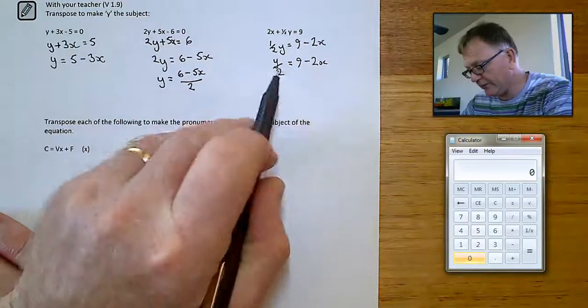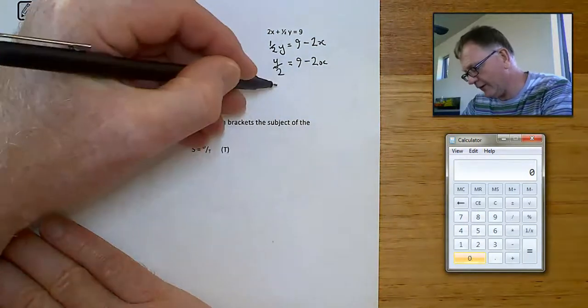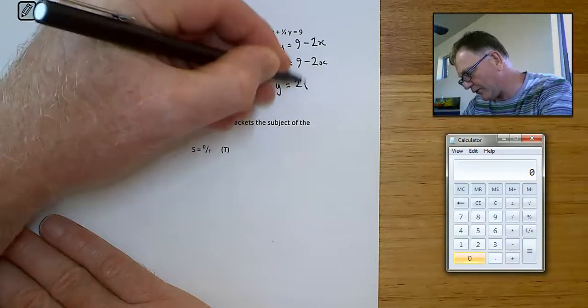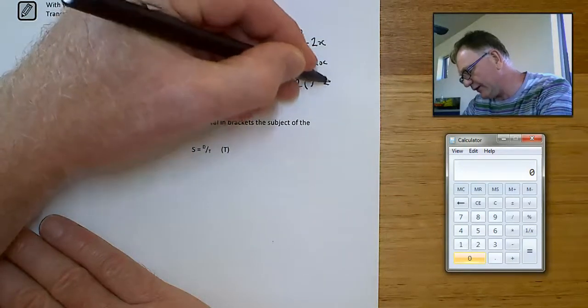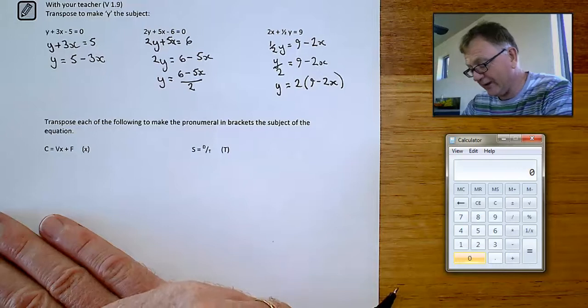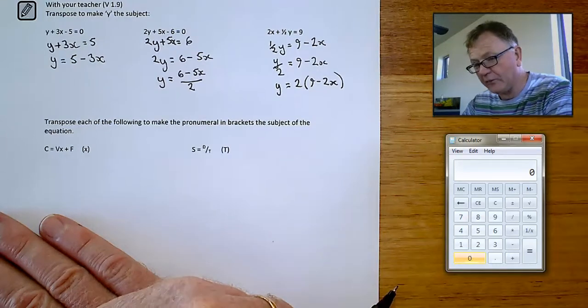If I times this side of the equation by 2, I'll have y. If I times the other side by 2, remember I've got to multiply the whole side of the equation by 2, like that. Well, that's done it. I could leave my answer like that. That has transposed it, so y is the subject.